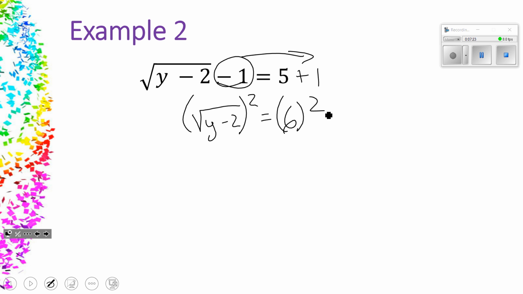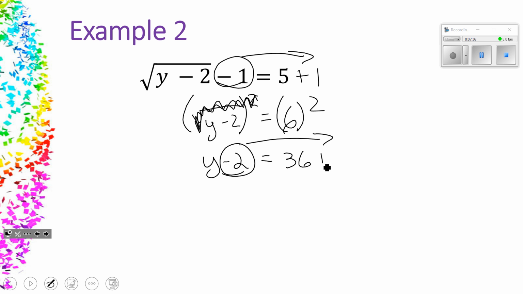These cancel, and you get y minus 2 equals 36. And then you move this over and add 2, so y is equal to 38. Does it check? Plug it in and check it. Make sure you use your arrow. Make sure you get it out. Does 38 work? Yes. The two sides are equal. Any questions on that?